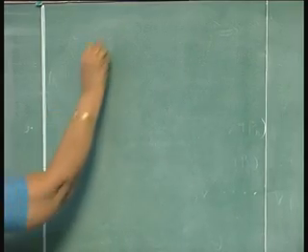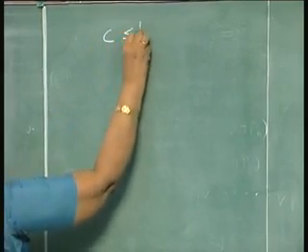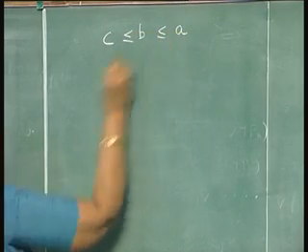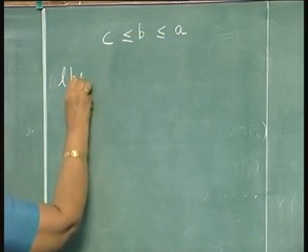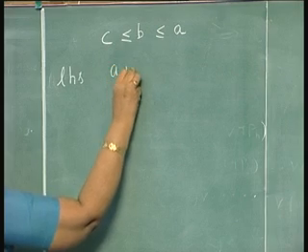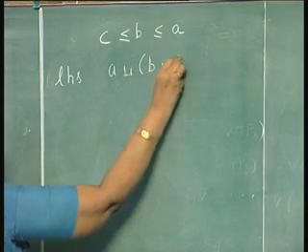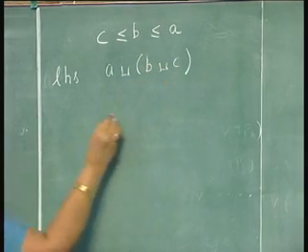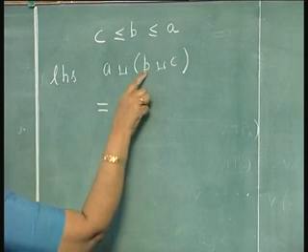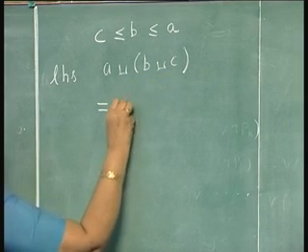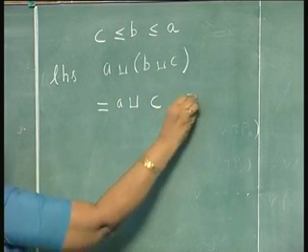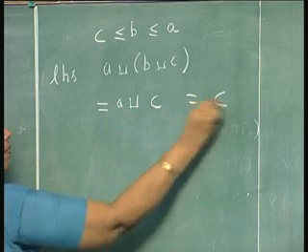So, let us consider the case when C is less than or equal to B, less than or equal to A. In that case, the left hand side is A min B min C, which is equal to what is min of B and C, that is C, and what is min of A and C, that is C.